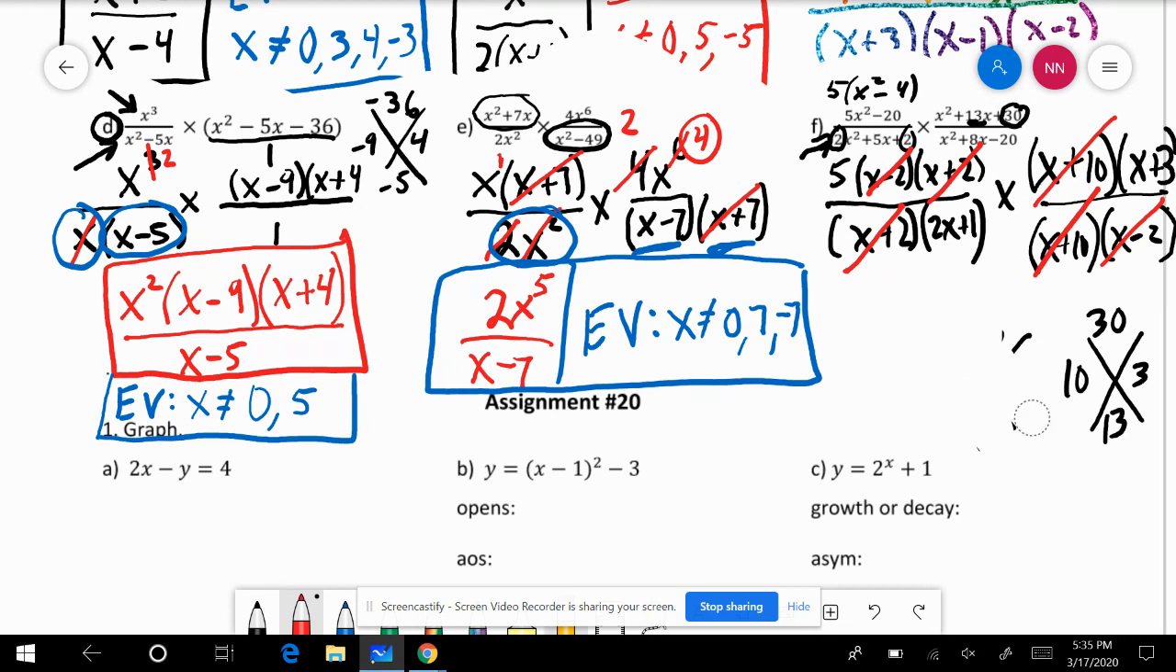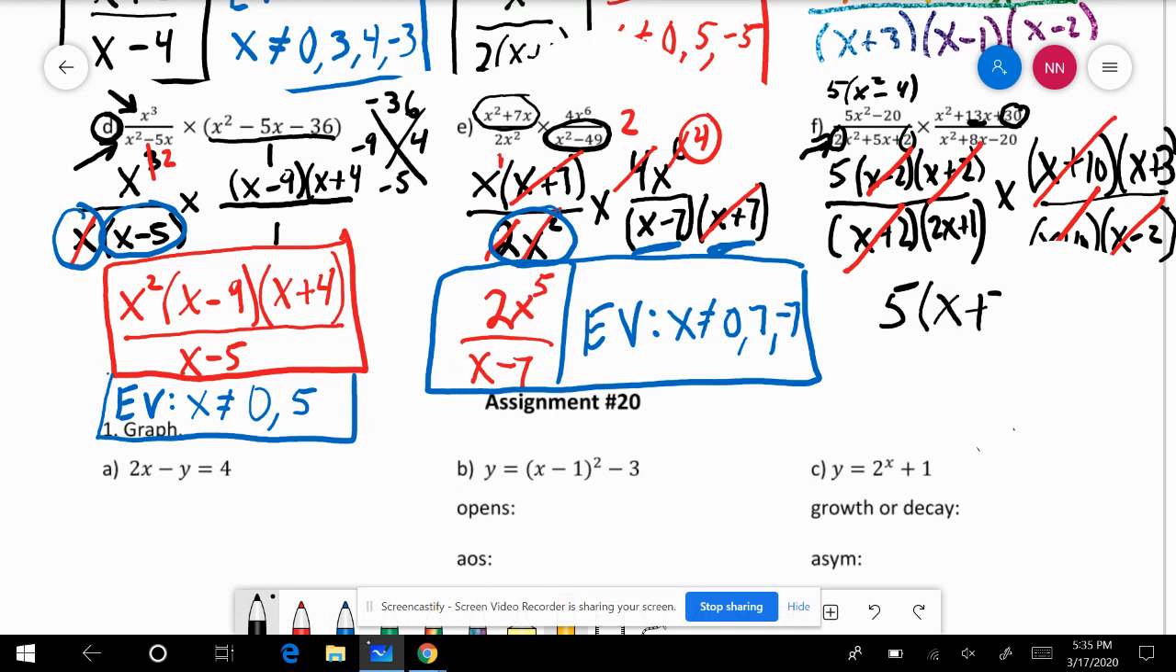So now we're going to put our answer. And what we have is a 5 and an x plus 3. And on the bottom, we have a 2x plus 1. Once again, that's our first answer.